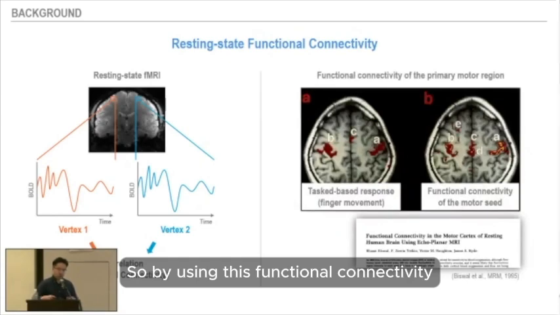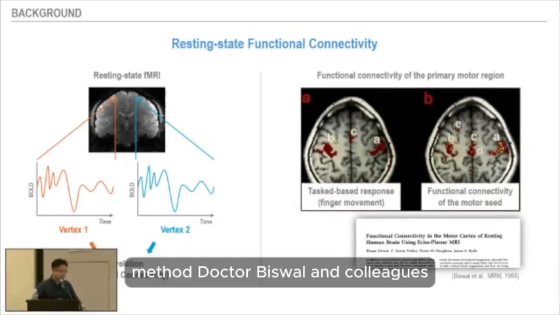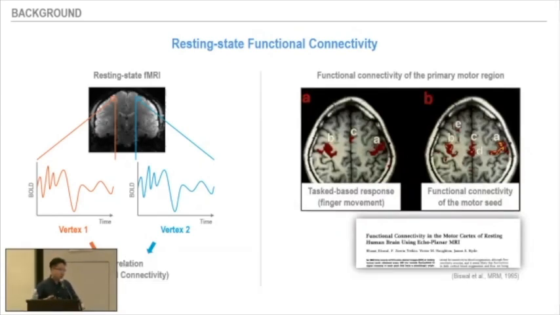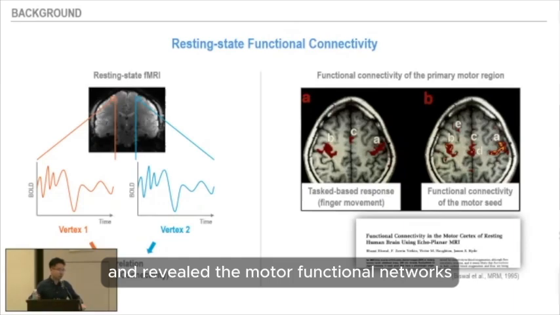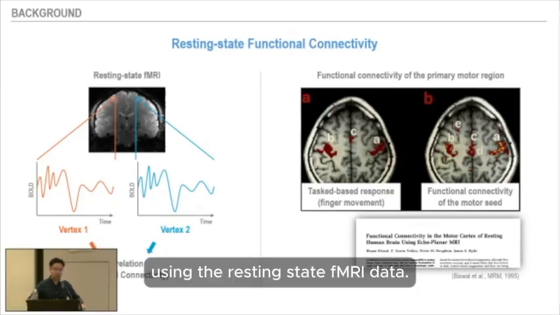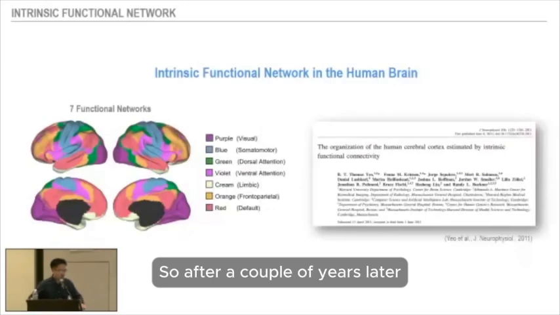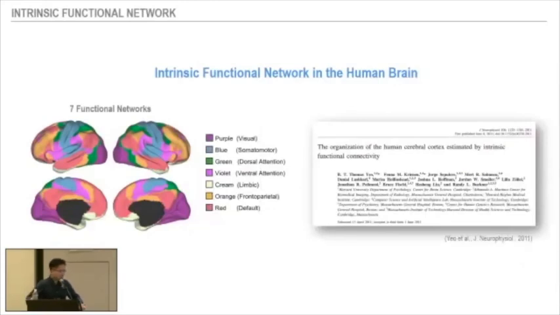By using this functional connectivity method, Dr. Biswal and colleagues first identified the motor functional connectivity and revealed the motor functional networks using resting state fMRI data.